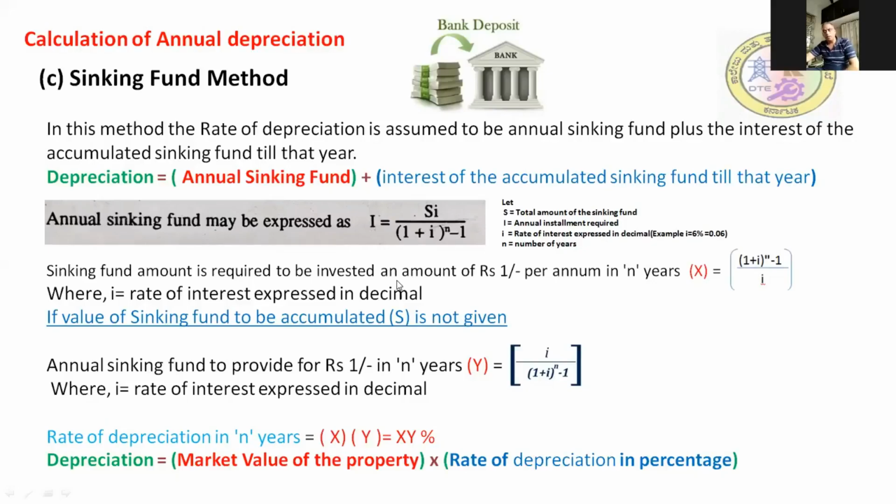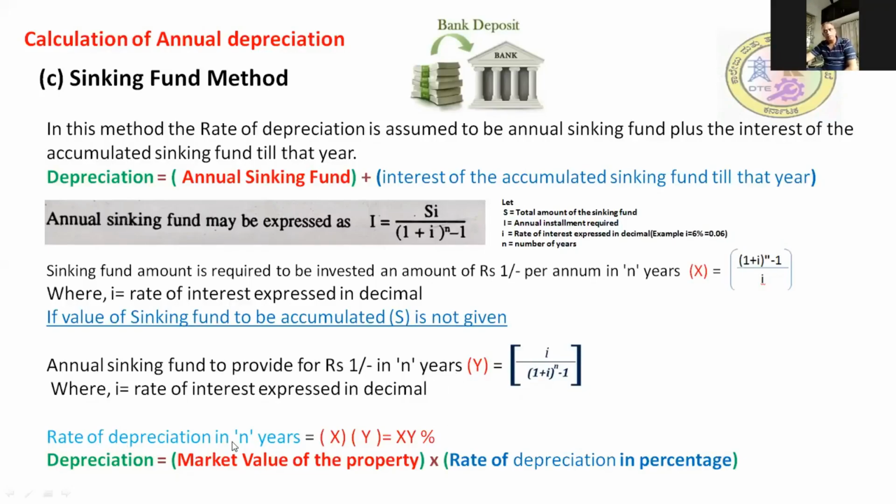For the interest accumulated against the sinking fund which is deposited in the bank at the rate of I interest, X is calculated using the formula ((1 plus I) whole to the power of n minus 1) divided by I. This is the formula we are going to use to calculate the interest accumulated on the deposited sinking fund. If the value of S, that is the amount of sinking fund to be deposited, is not given in the problem, then you have to consider the value of S as 1. Then the formula becomes I divided by ((1 plus I) whole to the power of n minus 1). Here X is the interest accumulated for the sinking fund, and Y is the annual sinking fund to provide for ₹1. That is, the S value is 1.